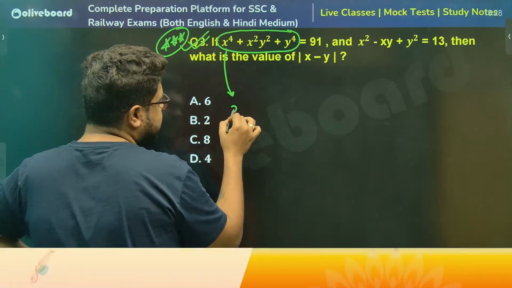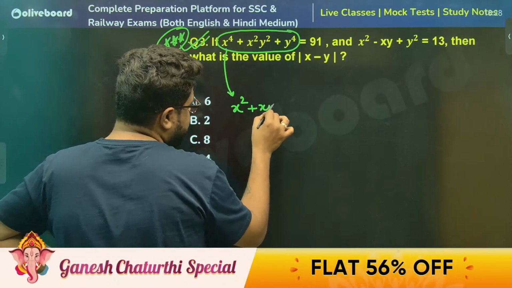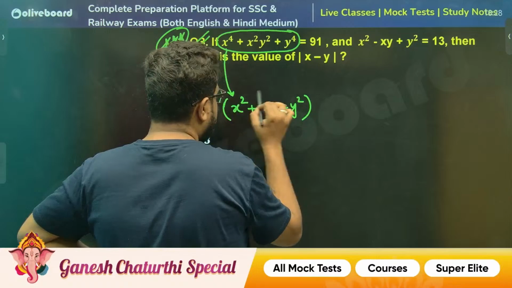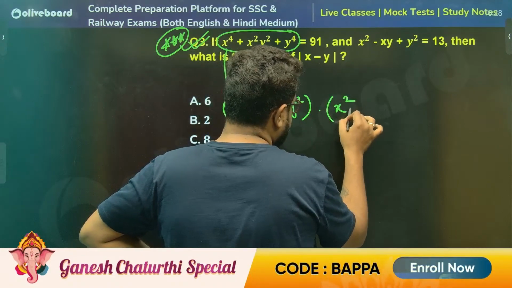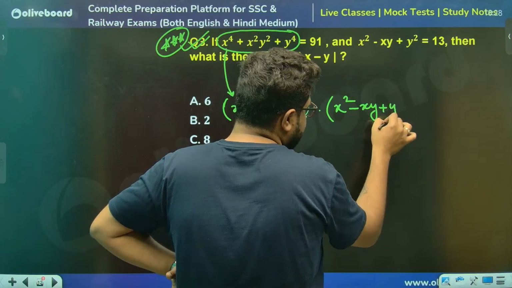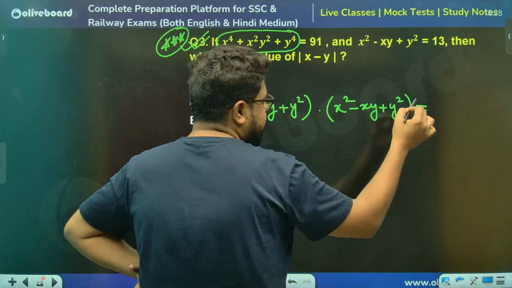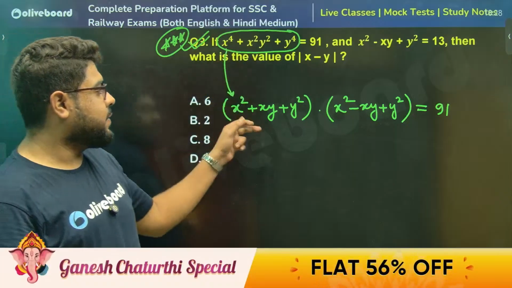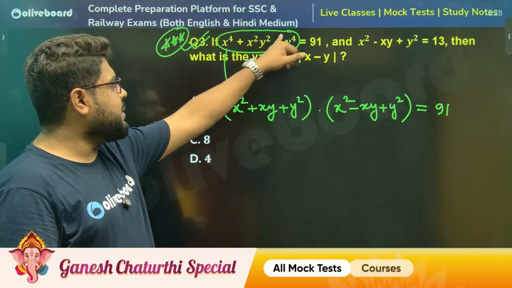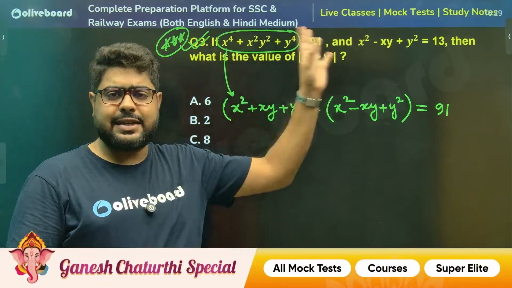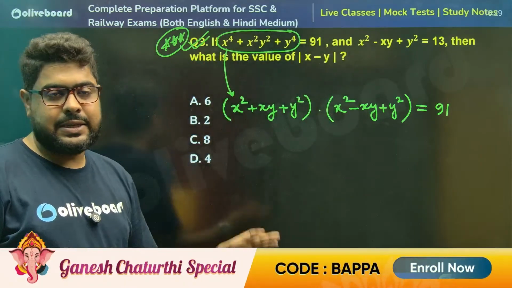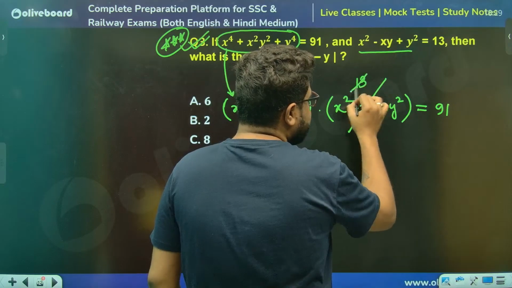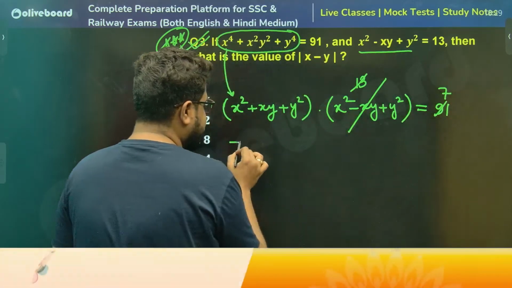Sir, this is a very, very famous expression. This can be written as x square plus xy plus y square into x square minus xy plus y square. That is equal to 91. Please understand this is the equation. How? You just take 2 here and minus x square y square. I've discussed this yesterday and many times before. So this is given as 13, sir. This is 13, so this must be 7.